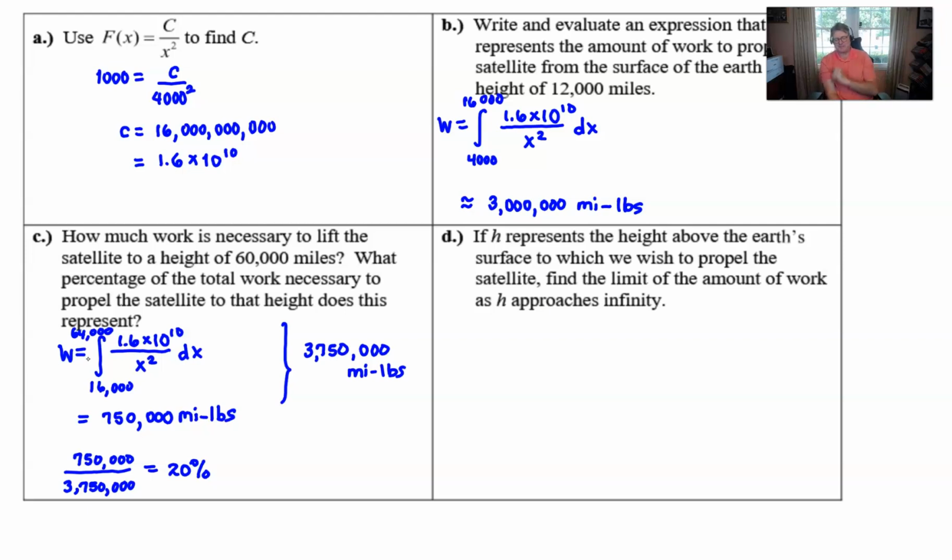Now for part D, if H represents the height above the Earth's surface to which we wish to propel the satellite, find the limit of the amount of work as H approaches infinity. And so what we're looking at doing here is essentially integrating from 4,000 rather, right? We're going to go from the surface of the Earth to essentially infinity. That's what our goal is. And we still have our formula, 1.6 times 10 to the 10th over x squared with respect to x.